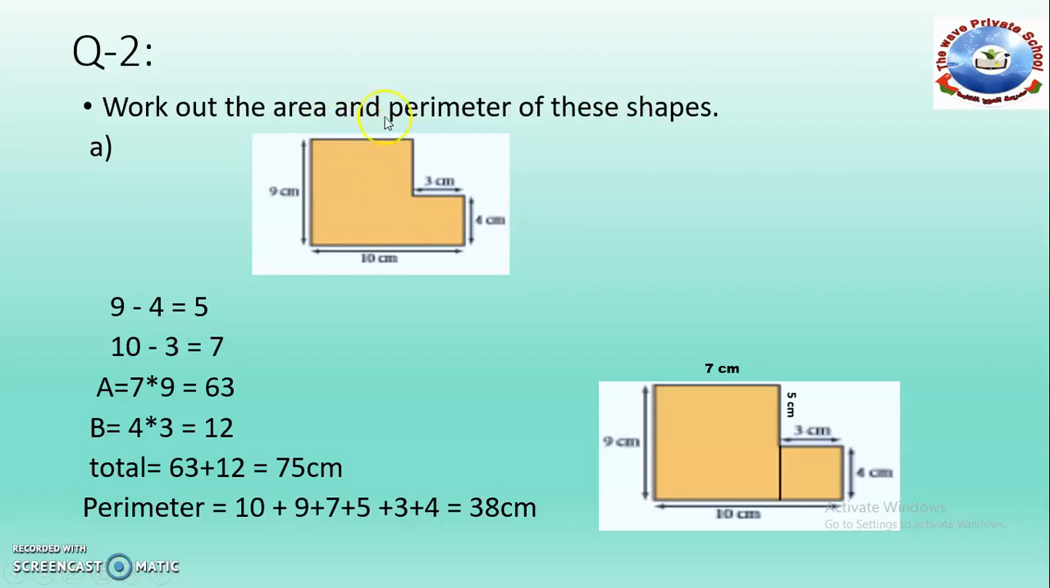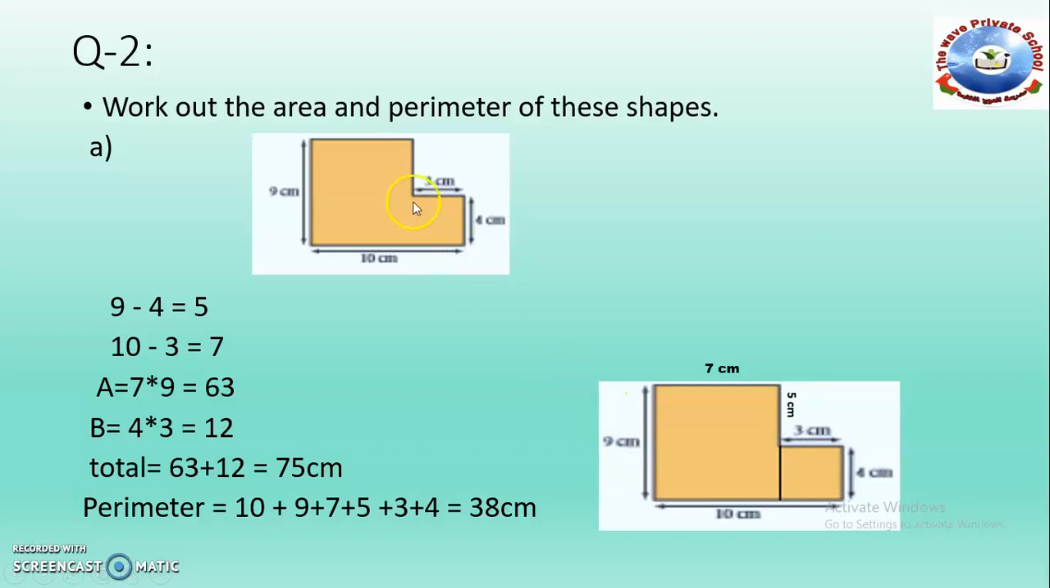This side, what is the value of this side? Yes, here 10 and here it is 3. So 10 minus 3 will be equal to 7 centimeter. So this side length is 7 centimeter. And this side length will become 9 minus 4, which will be equal to 5 centimeter. As you can see here, 5 centimeter. 5 plus 4 becomes 9 centimeter, or you can say so.